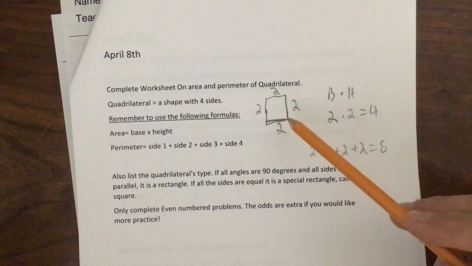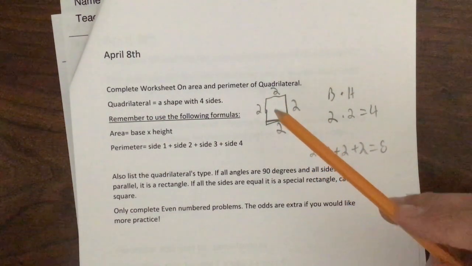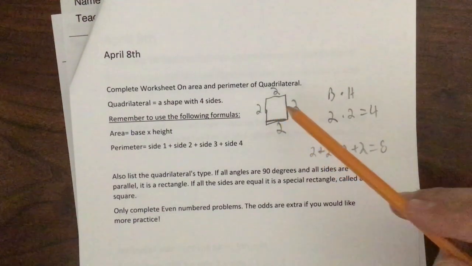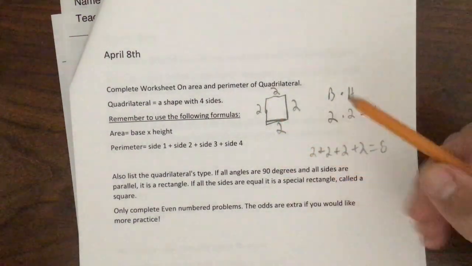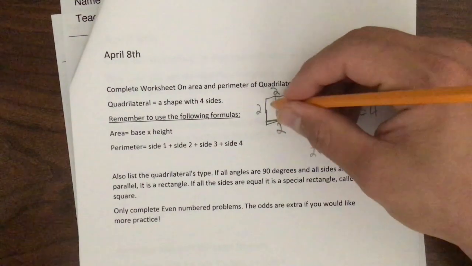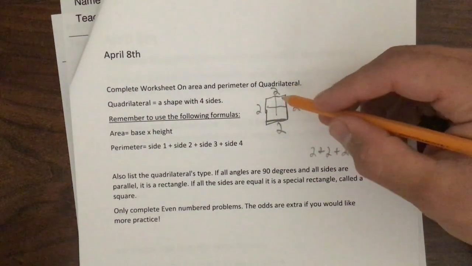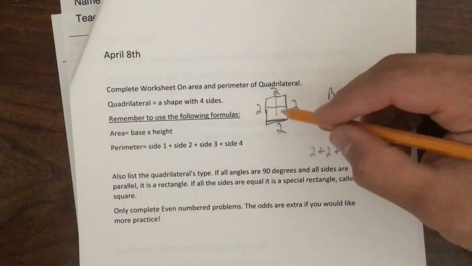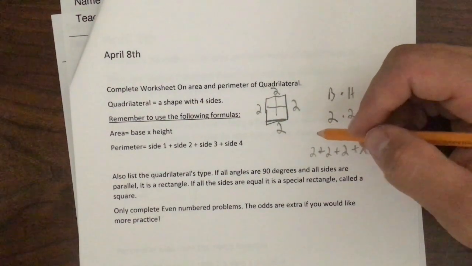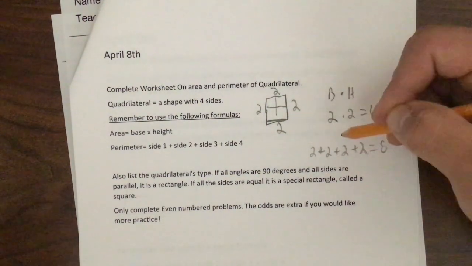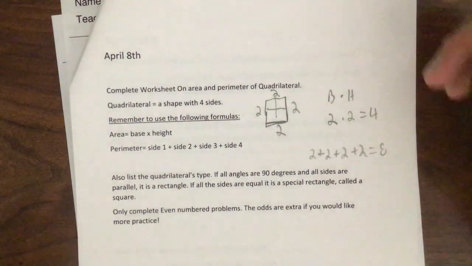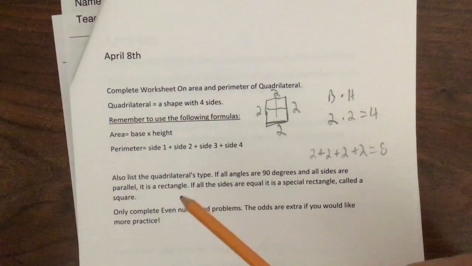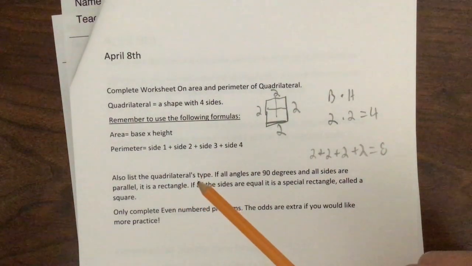Area tells us what is inside, so we need to know the rows and columns. Because inside it looks like this, right? It's 2 boxes high and 2 boxes wide. And then perimeter is all 4 sides. We're also going to list the quadrilaterals type.